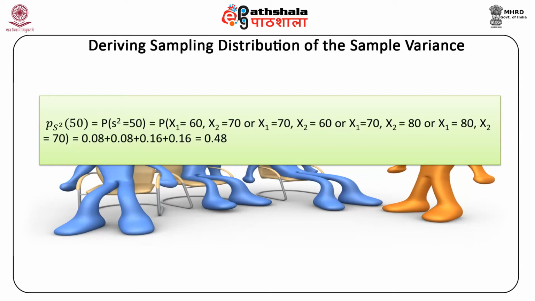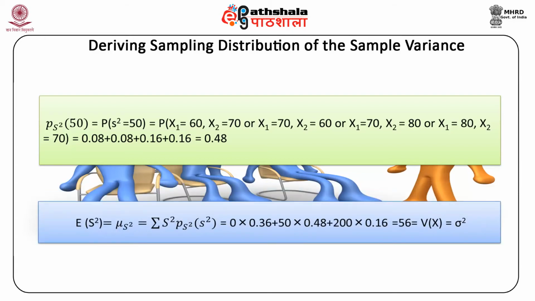Likewise, we can calculate the probability of S square equal to 200, repeating the procedure as we followed in the earlier example. The 9 possible samples produce 3 values of sample variance, that is 0, 50 and 200. Out of these three values, S square equal to 0 appears 3 times, 50 appears 4 times, and the value 200 appears twice. The computation of the sampling distribution of the sample variance is shown below in table 5.